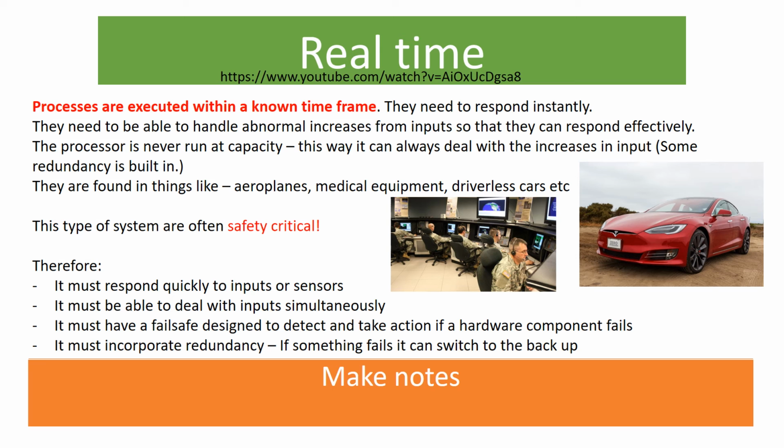So what we do is we build an element of redundancy into the system so that the processor never actually runs at capacity. That way, if something out of the ordinary happens or there's an increase in processing or input, we can handle that. We sometimes call these safety critical. You might see them in army systems when we're looking at missile systems. You might see them in insulin trackers for people with diabetes.